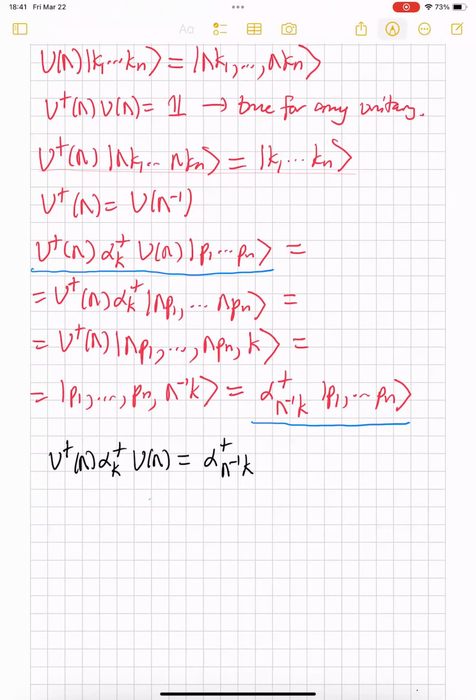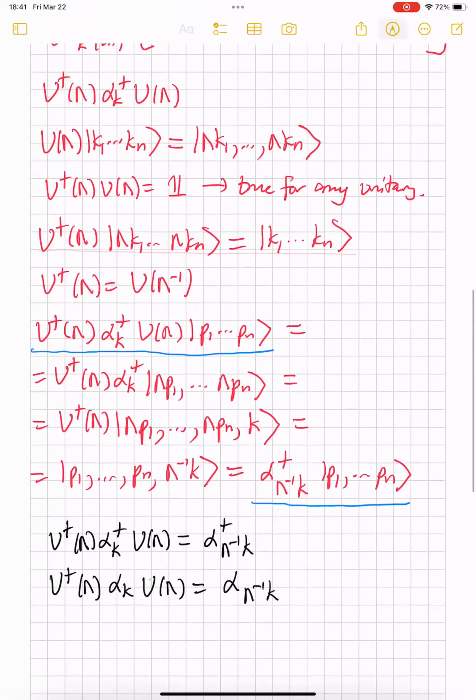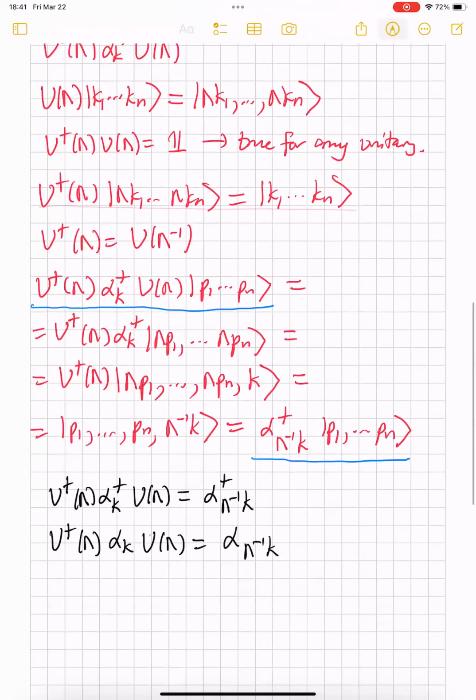Good. I can take the dagger of this equation. So if I dagger it, I reverse the order of the operators. So the u of lambda goes to the first position. And when I dagger it, it becomes u dagger of lambda. Alpha k dagger stays in the middle, but when I dagger it, it becomes alpha k. And u dagger of lambda goes to the back. And when I dagger it, it just becomes u of lambda. Then when I dagger alpha dagger, it becomes alpha. So now I know how both alpha and alpha dagger transform. Great. Okay. So now let's come here.